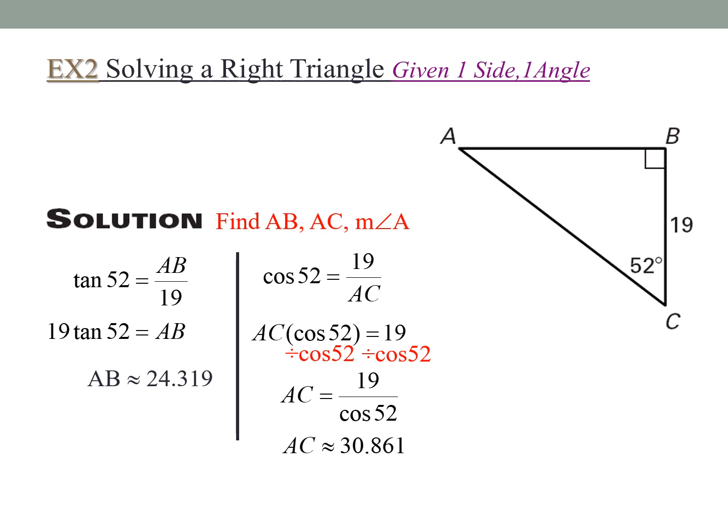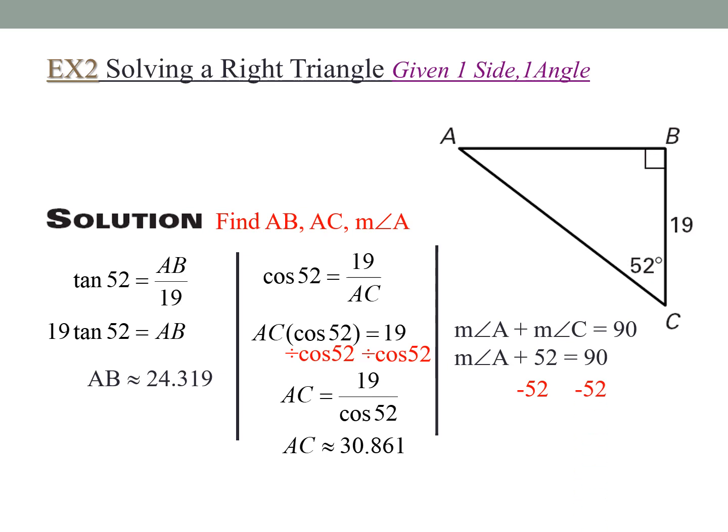Now we are going to find the missing angle. The missing angle here is angle A. As we mentioned before, angle C and angle A are complementary. Then measure angle A plus measure angle C is 90. By substituting, measure angle A plus 52 equals 90. Subtract 52 from both sides, then measure angle A is 38 degrees.